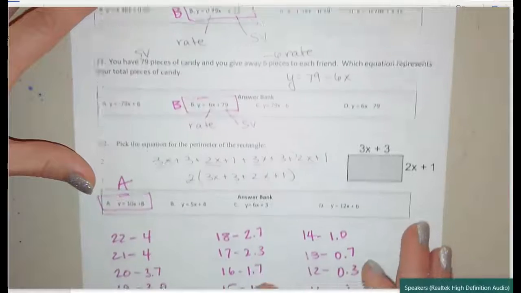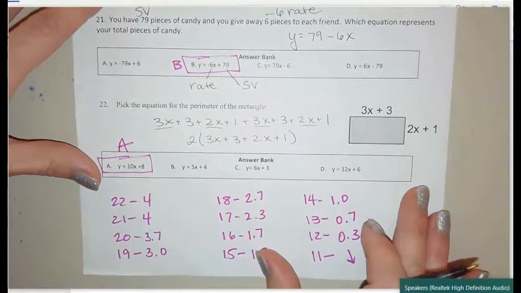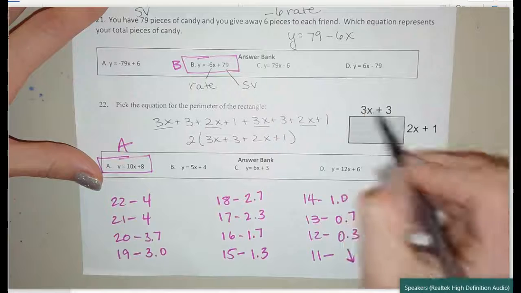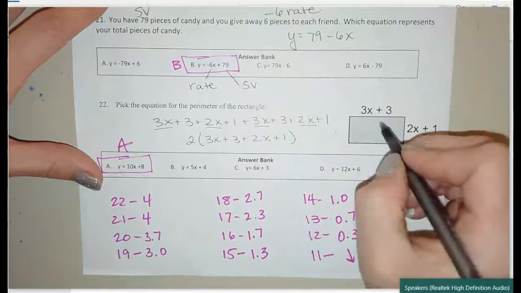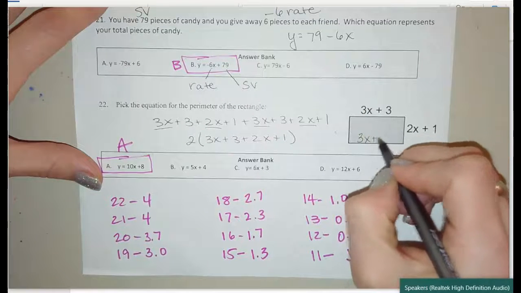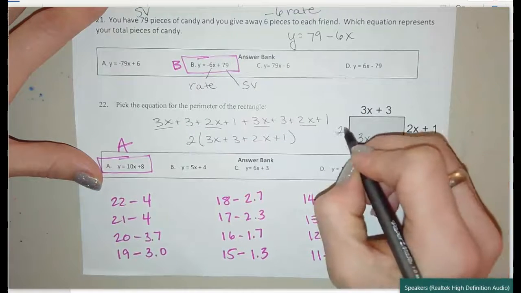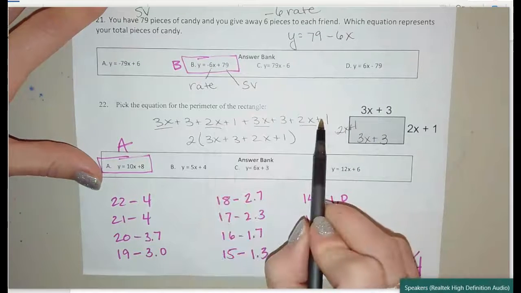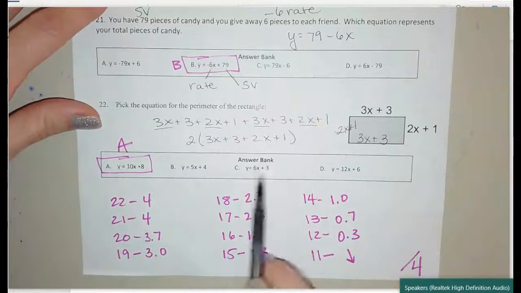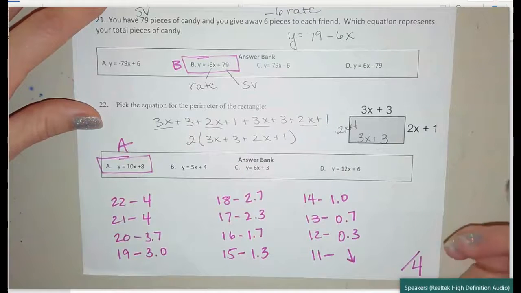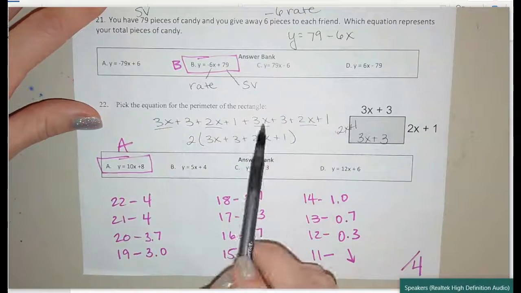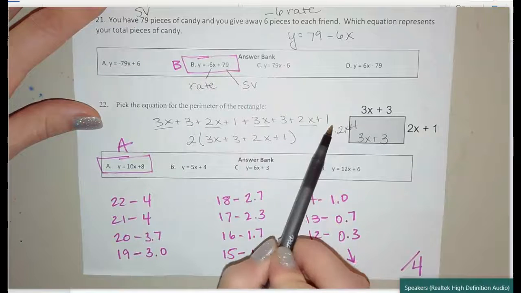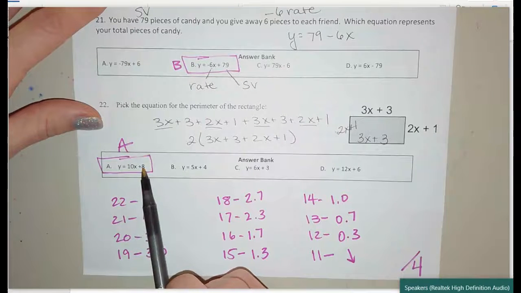Okay, and then 22. So pick an equation for the perimeter of the rectangle. Well, I know my rectangle has 4 sides, so I have another 3x plus 3 for the bottom. I have another 2x plus 1 for this side, and I add them all up. And then you'll notice that all of these are simplified, so combine the like terms. 3 and 2 and 3 and 2 x's make 10 x's. 3 plus 1 plus 3 plus 1 makes 8. So it would be A.